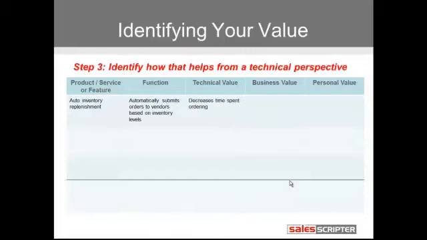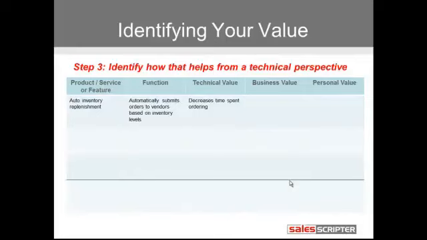And then you want to identify, how does that help? We start with the technical value because we're starting at the lowest level. And how does that help from a technical standpoint? Well, it helps to decrease time spent ordering. So basically, by automatically submitting the orders, we're able to decrease the amount of time that we have to spend walking around a warehouse, plugging in numbers in a handheld, into a tablet or scanner or whatever.